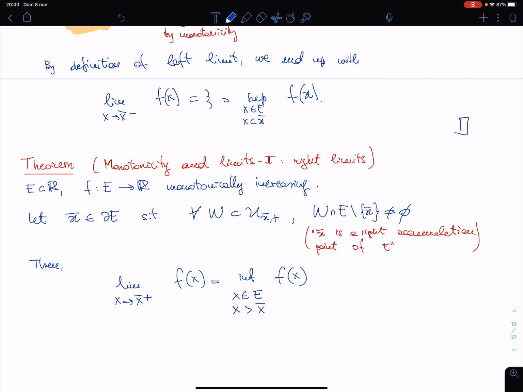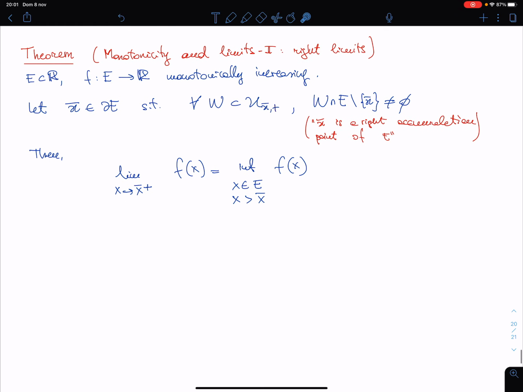Let me read it again in order not to make a strange mistake. So in R, f from E to R monotonically increasing, let x bar in D such that for every W blah blah blah blah. Right accumulation point, then this is the right, and x larger than x bar, and this time it is the infimum.